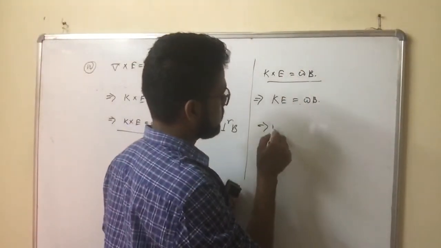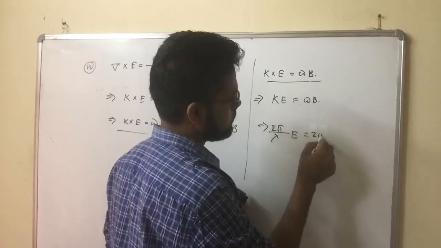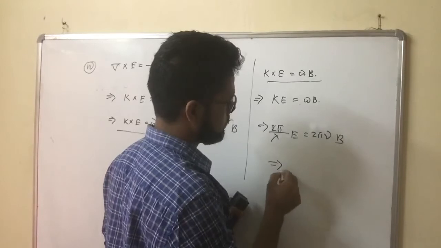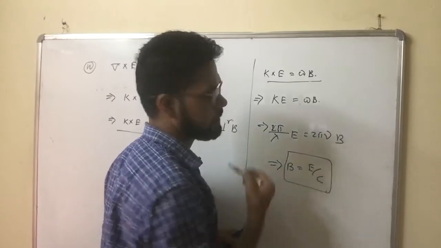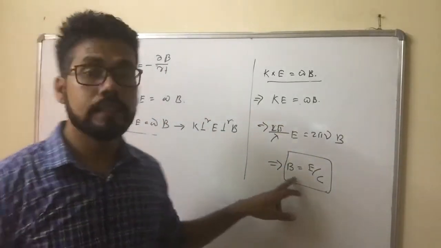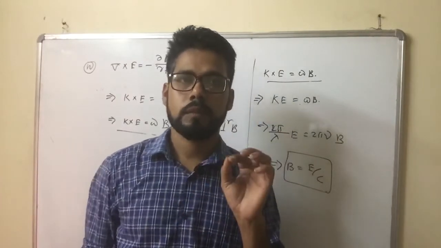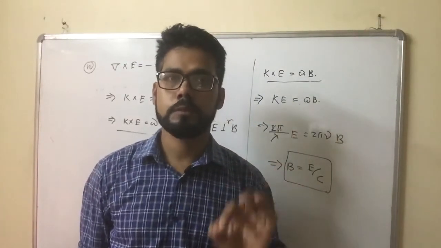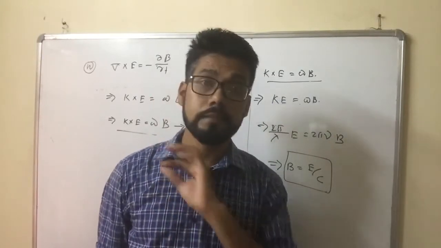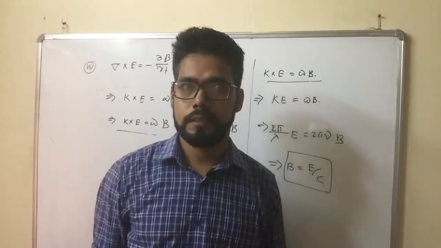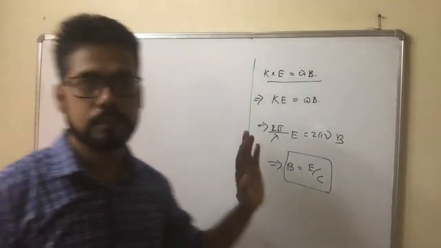K equal to twice pi by lambda, we already know, is the wave vector, and omega equal to twice pi nu. So B is equal to E by C. This is the relation between electric field and magnetic field. These relations tell that a magnetic field exists in the electromagnetic wave. The magnitude of the magnetic field is C times smaller than the electric field. It is very negligible as compared to the electric field. Then why is it so important?